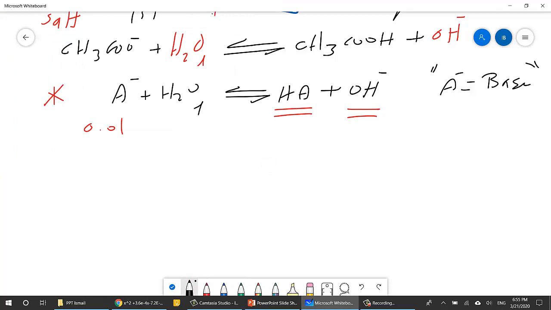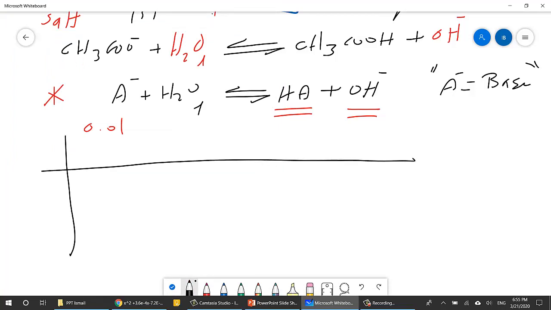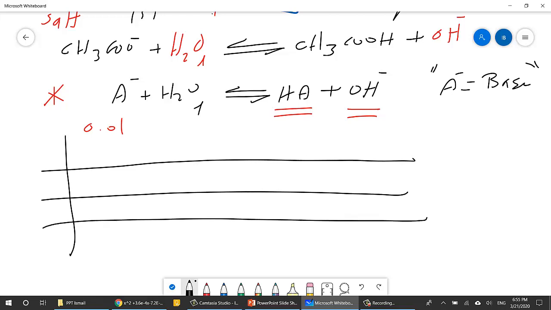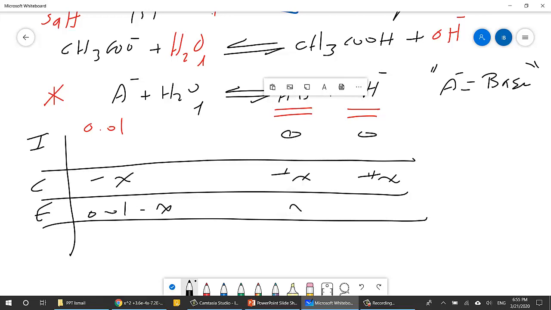So let's make an ICE table and see how this works. An ICE table means you have to do initial, change, and equilibrium. Initially you have 0.01 of the A minus from the salt, you have 0 of this, you have 0 of that. You have minus x for the change, plus x for this, plus x for that, and at equilibrium that means 0.01 minus x, and this is x, and this is x.